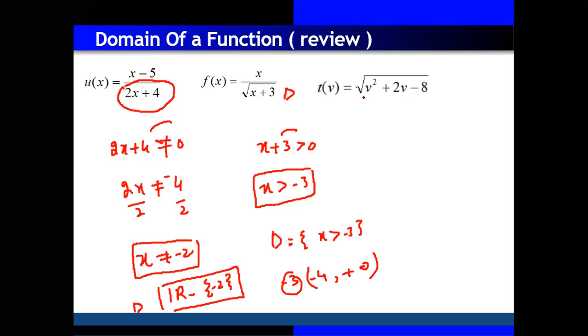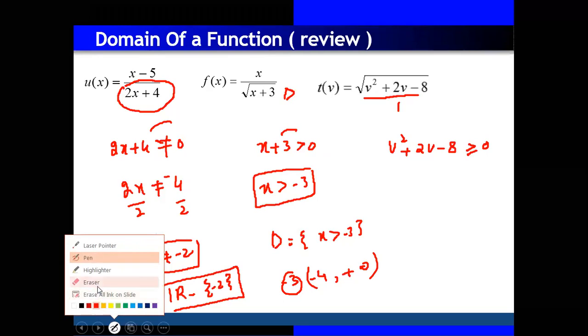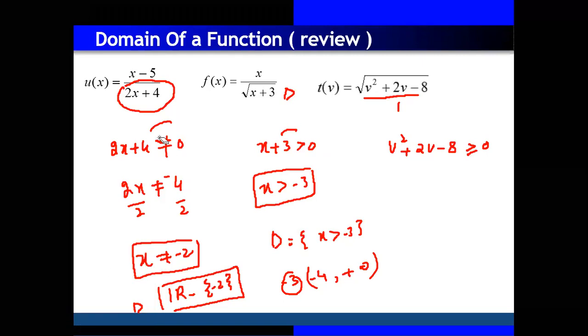Now you can see the next one. Now the square root is present in the numerator. So when we have a square root in the numerator, put greater than or equal to 0. So what we have inside the square root, v square plus 2v minus 8, should be greater than or equal to 0. 0 is also possible, and greater than 0, positive values, also possible. Now how can we solve this one? We can factorize, you know that with the help of factorization, completing the square and the quadratic formula, we can simplify this one.